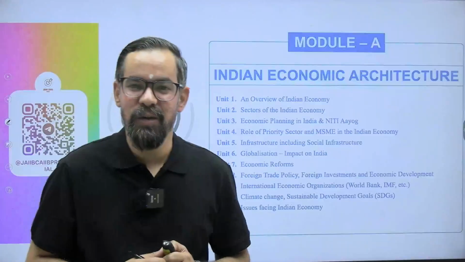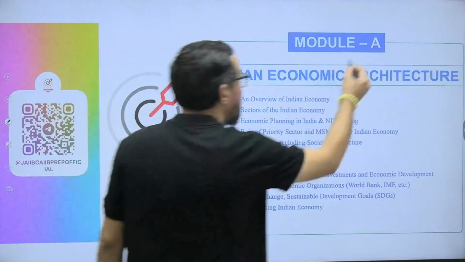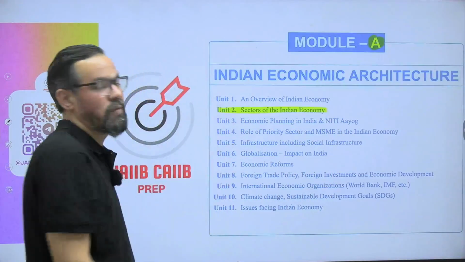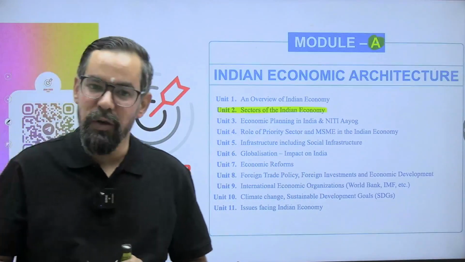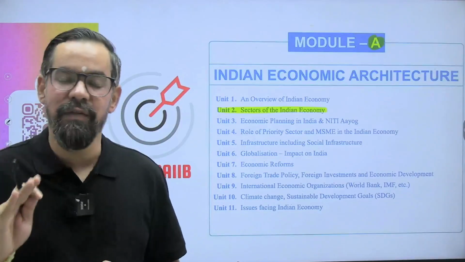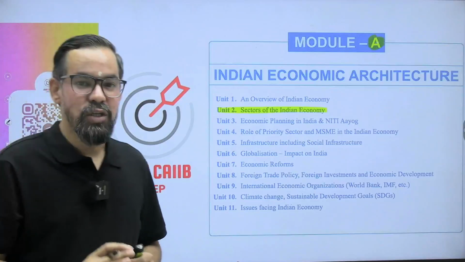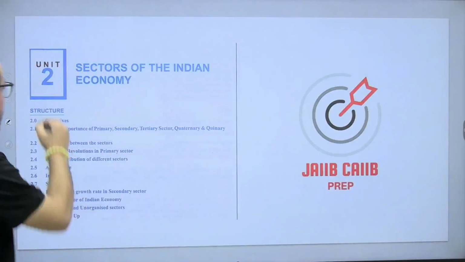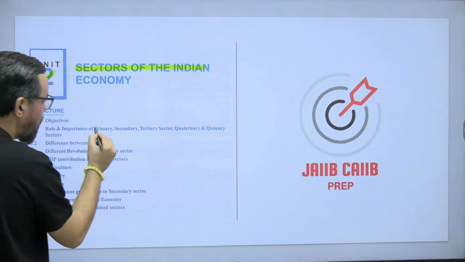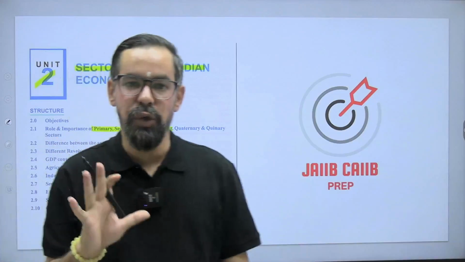Welcome back. So guys, in this particular session, we are going to discuss our unit number second, which is sectors of Indian economy. Okay, so very important unit from module A itself. So you can expect on an average 2 marks question based on this particular unit, right? So when it comes to unit number 2, sectors of Indian economy, it include primary, secondary, and tertiary sectors. So these are the three core sectors of economy.